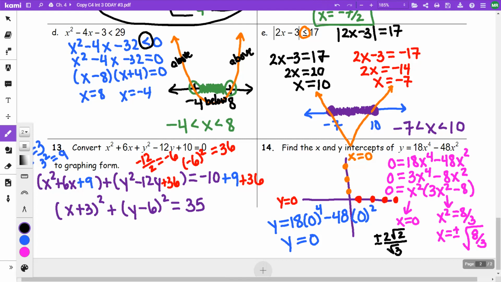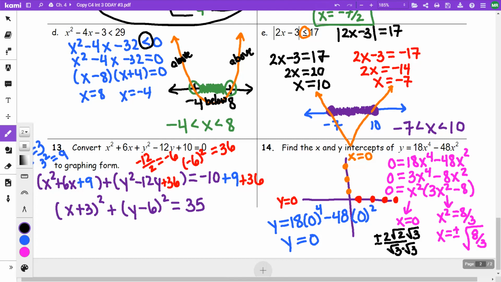We're going to start having to rationalize these things. I'm not expecting us to do this right now, but we're going to have to. We're going to multiply top and bottom by root 3 because we don't like radicals. We don't like fractions in a square root. We don't like radicals in our denominator.